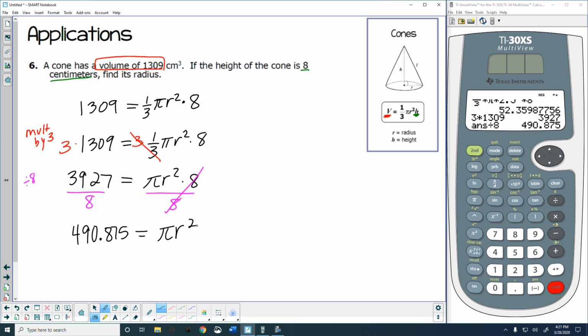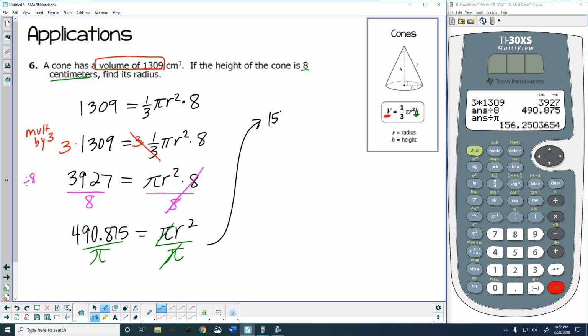Our goal is to get r by itself, and we're getting closer and closer to that. My next step is going to be to divide both of my sides of my equation by pi. So in my calculator, I'm going to say divide by pi. And starting up here again, I have 156.25, and it's probably safe to round that to the nearest hundredth there, is equal to r squared.